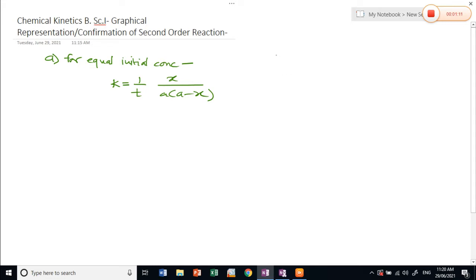So what we have to plot on x-axis is time, and on y-axis we have to plot x divided by (a minus x). Okay, so we have to transform this equation into straight line form, in which this term will be plotted on y-axis and the time will be plotted on x-axis. So we can transform it like this: x divided by (a minus x), which comes on the y-axis, is equal to a k t. Okay, so this a goes here on the left side and t goes on the left side. Okay, so we have got this.